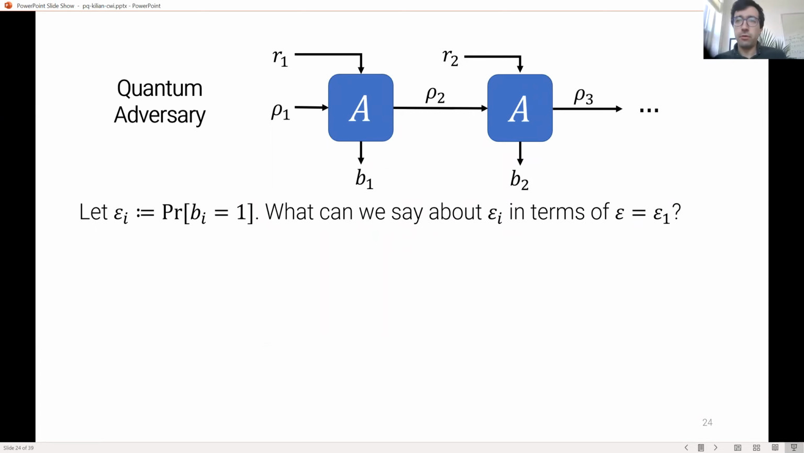All right. So now we're going to be in a setting where we have A that outputs a single bit, right? I've replaced these Zs with bits B that just say whether or not the verifier would accept the answer that is on the Z register. So this probability epsilon i becomes the probability that B i is equal to 1. And we want to lower bound this probability.